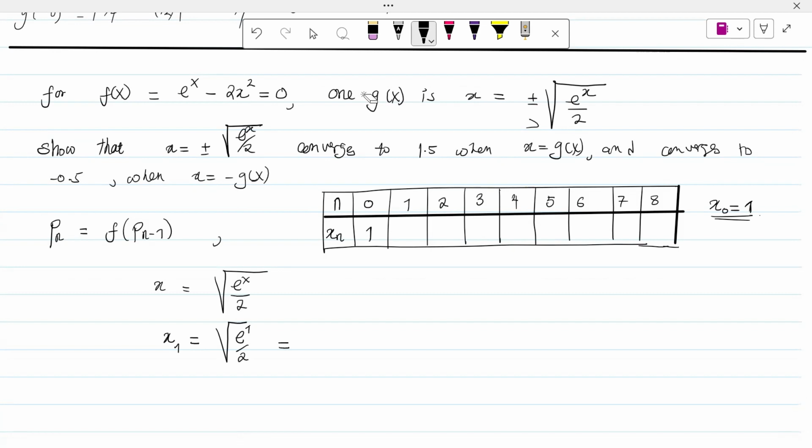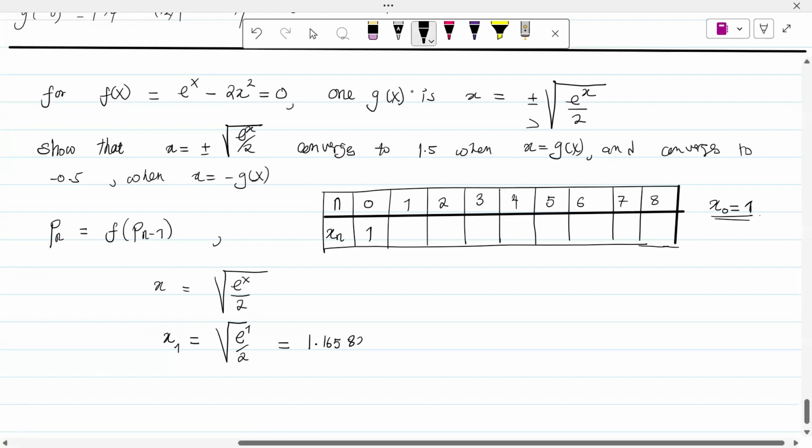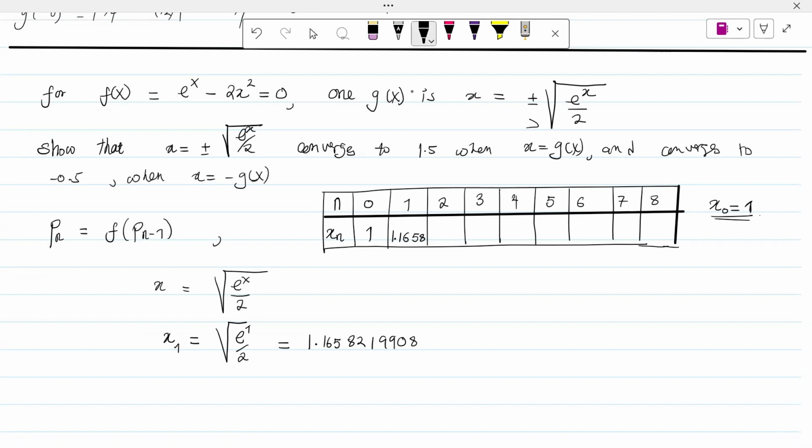So what is my x1? It's 1.165. This is now your x1, right? The value is very small, so I'm just rounding it off. But when you're putting it in the function, please don't round off. Here I'm going to put the rounded off value 1.165.